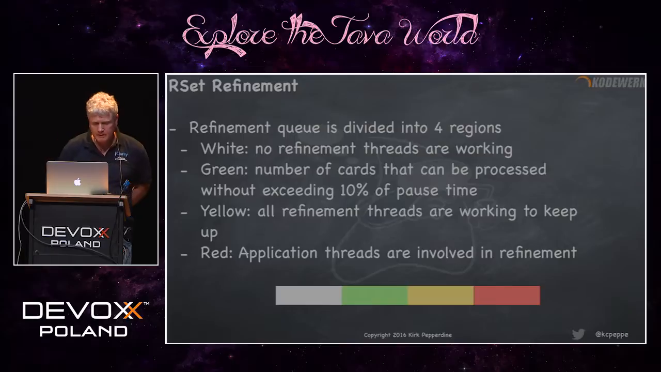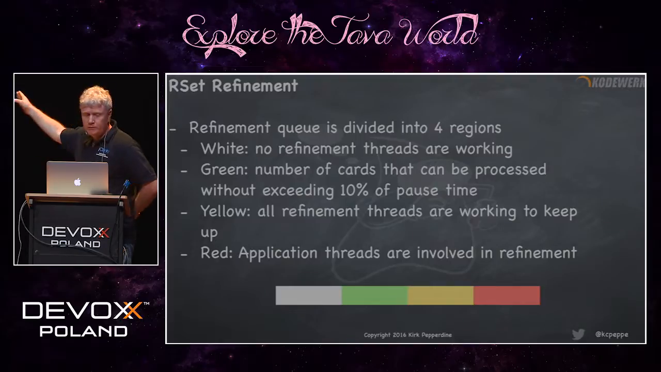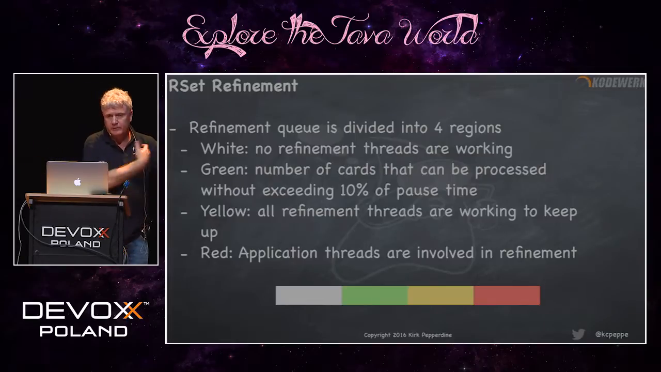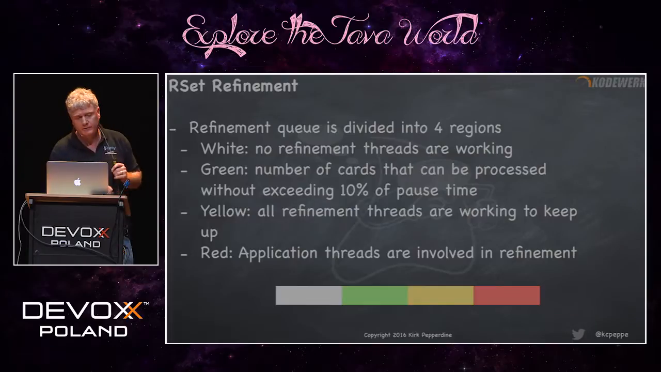Now, as you can see, I've got a white area, a green area, a yellow area, and a red area. Basically, as we move towards the red in terms of fullness, the JVM is going to get more and more aggressive at trying to clear out this particular RSet refinement queue. When you get to red, it's going to actually start engaging your application threads to clean the queue out.